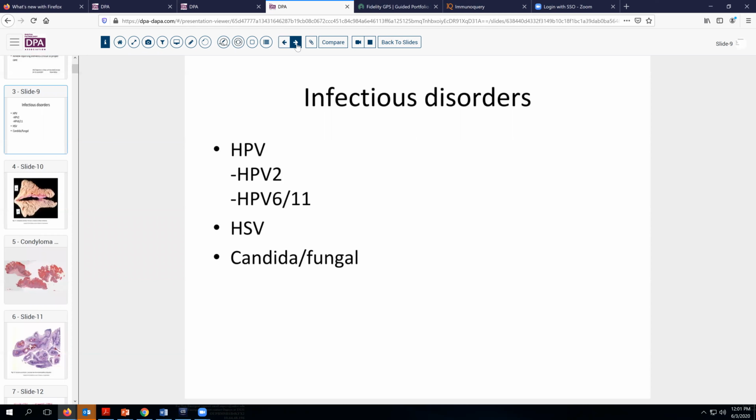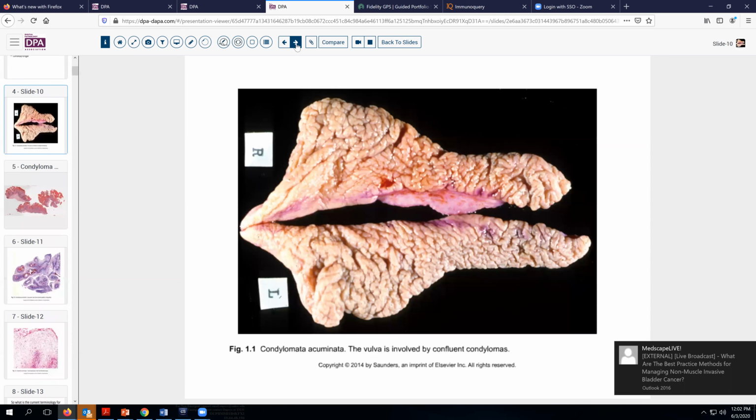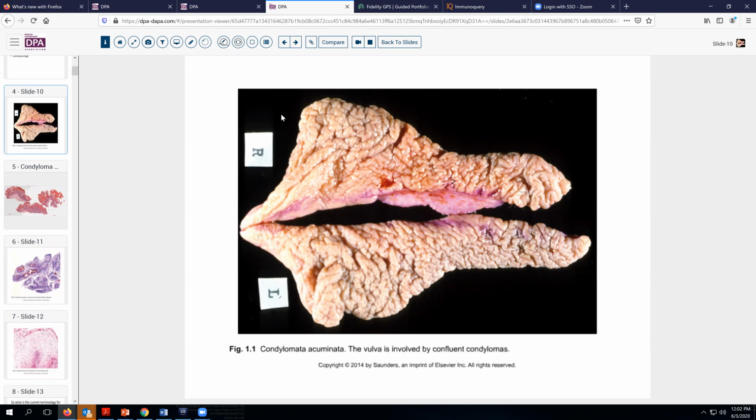And relative to infectious disorders, there's really just one topic here I want to touch on, and that's the HPV infection. I'm sure you're aware of the association of that with vulvar condyloma and so forth. This is what they kind of look like clinically when they're very extensive. And you've seen the pictures.